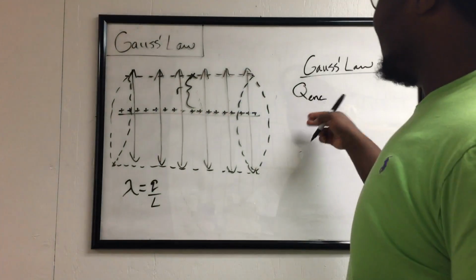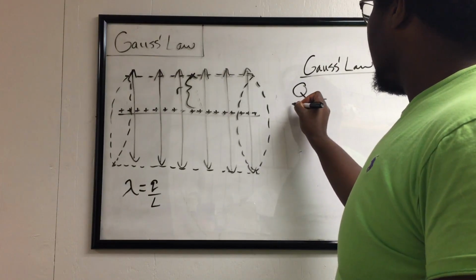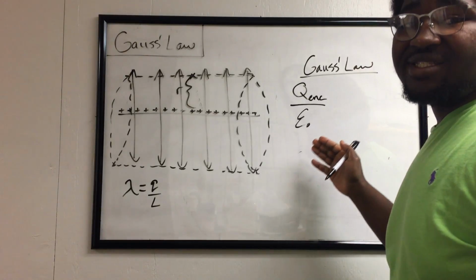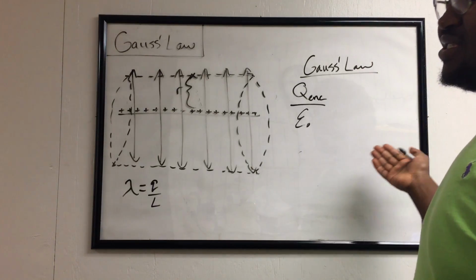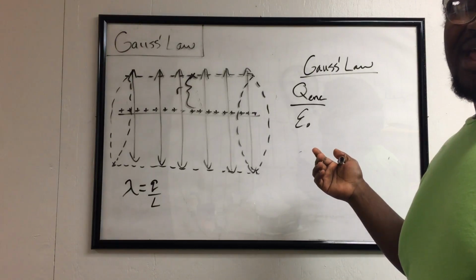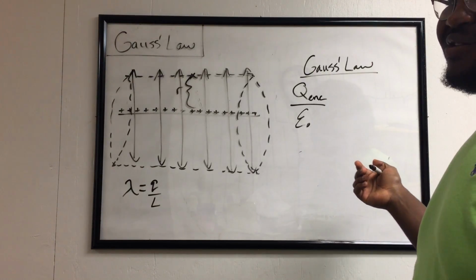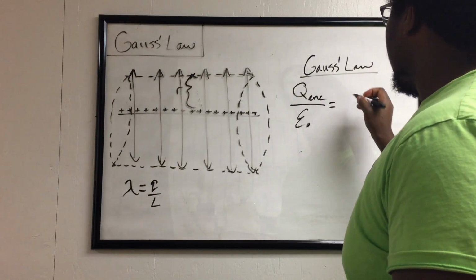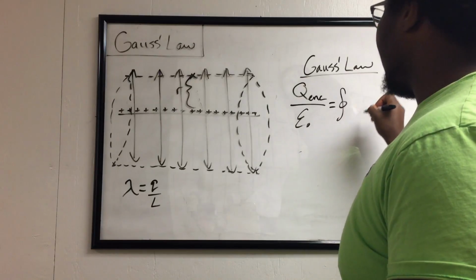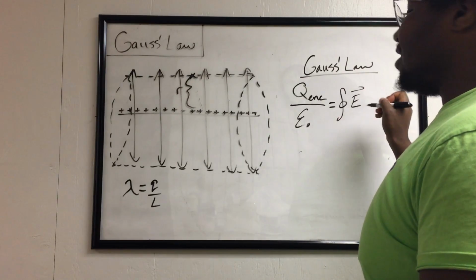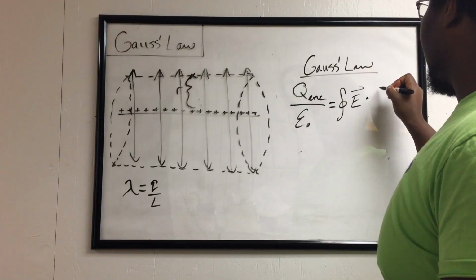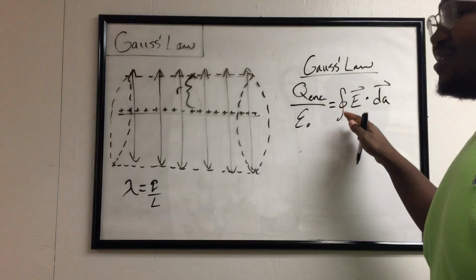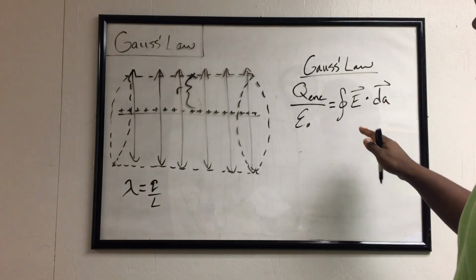So now that we explained that, it's going to be over epsilon naught. And epsilon naught is a constant. It's the permittivity of free space. It's equal to 8.85 times 10 to the minus 12. And so this is equal to the closed surface integral of E, the electric field, dot dA, the area. So this is Gauss's law. Very, very cool equation to work with, guys.